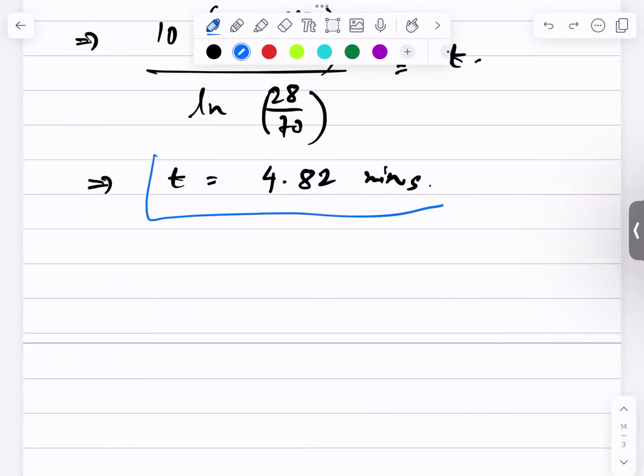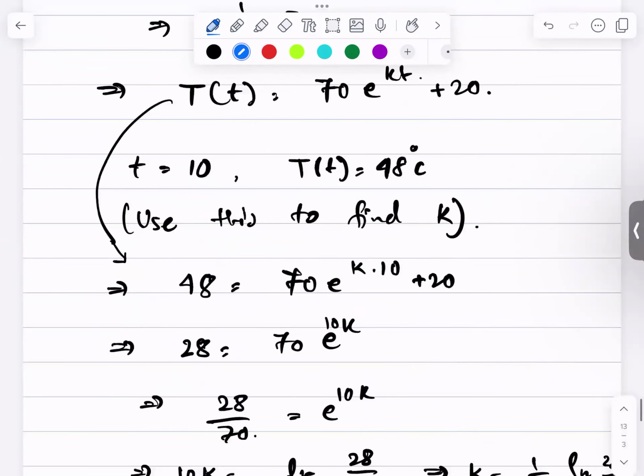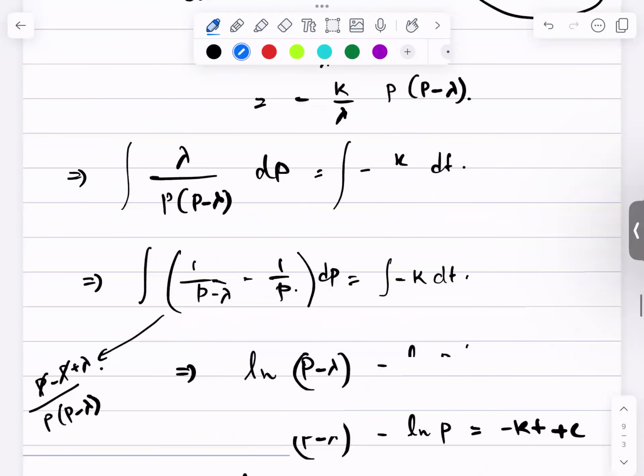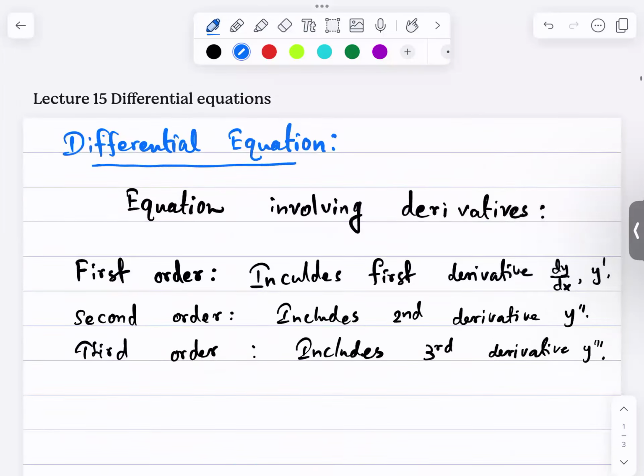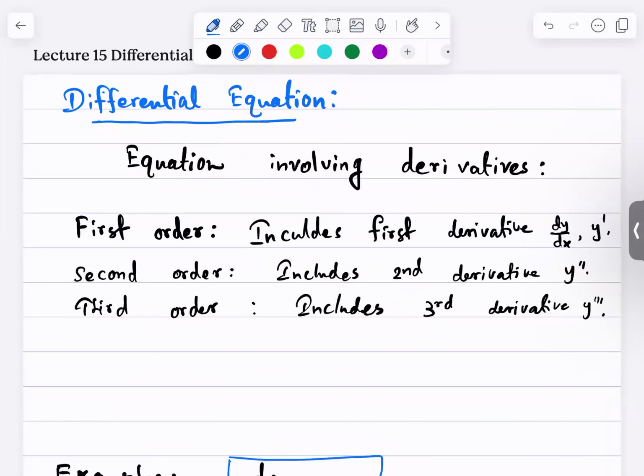So this is it regarding differential equations, and I hope you'll be able to solve the homework problems. But if you struggle with any of those, you are welcome to meet me in the office hours. Okay, thank you.